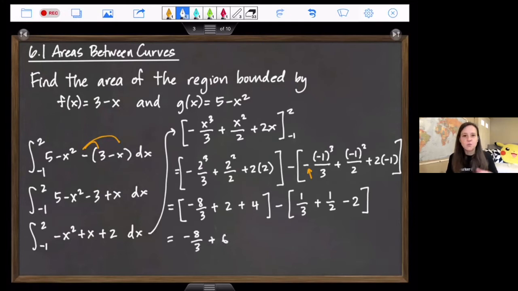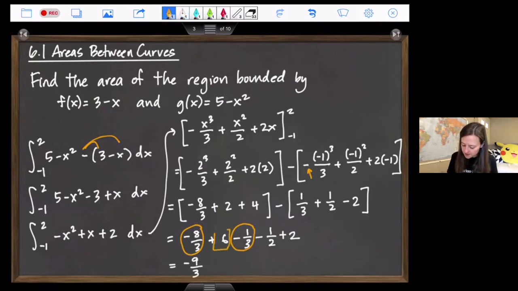All right, so I've got -8/3 plus 6. And then let's distribute a negative sign through the second set of parentheses. So -1/3 -1/2 plus 2. And let's see, I got some stuff I can combine. So I've got the -8/3 and the -1/3. That's going to give me -9/3. I've got some whole numbers, I've got 6 and a 2. It's going to give me an 8. And then I've got -1/2, which isn't going to combine with anything just yet.